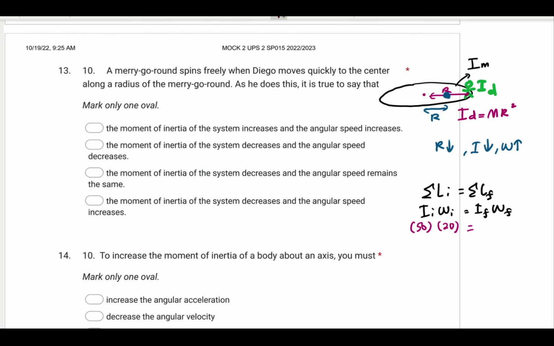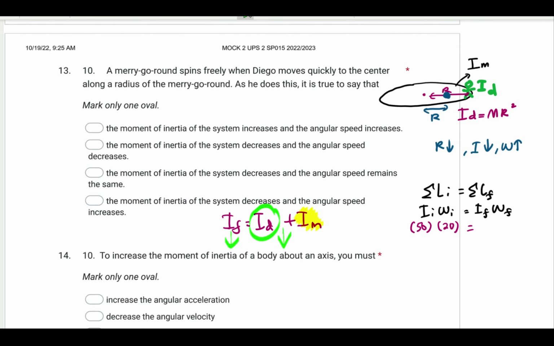And then, I final, masa dia pergi ke tengah sikit, dekat rapat sikit dengan tengah, okay, the moment of inertia Digo tu sendiri akan berkurang. The moment of inertia Digo akan berkurang. So, dia akan tambah dengan moment of inertia untuk merry-go-round. Okay, sebab yang final ni, I final, kita akan tambah I Digo tambahkan dengan I merry-go-round. Okay, IM ni dia constant. Selepas moment of inertia untuk merry-go-round tu tak berubah. But for the whole system, bila kita tambah dengan Digo, so the moment of inertia Digo tadi bila dia lari ke tengah sikit, dia akan berkurang lah.